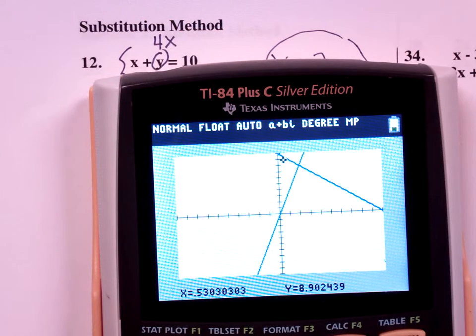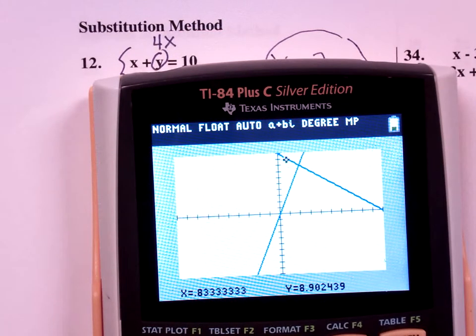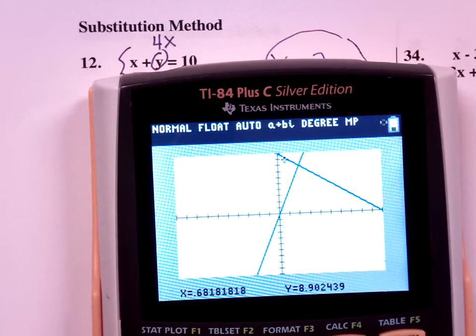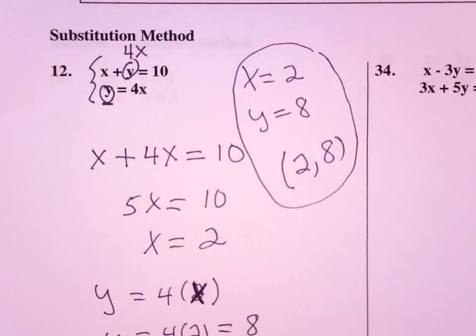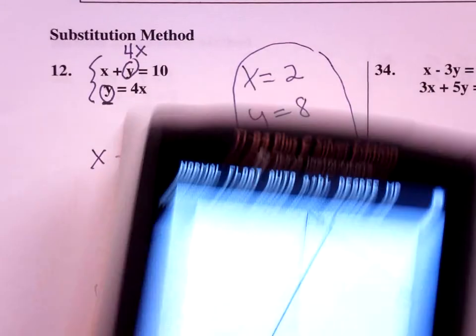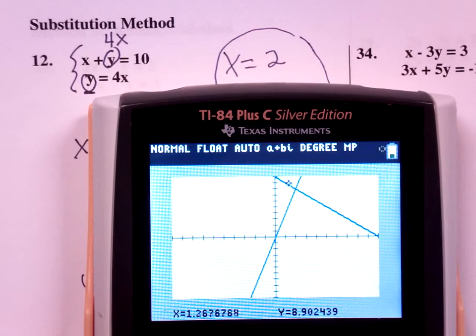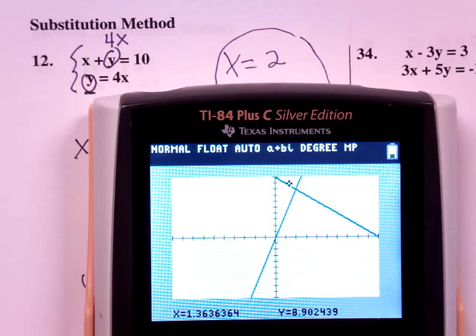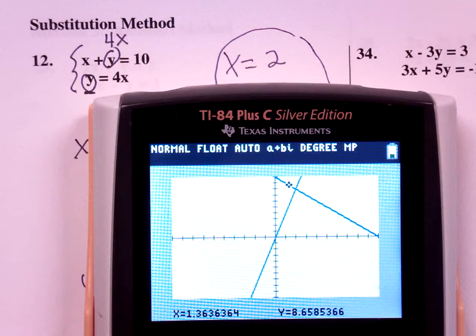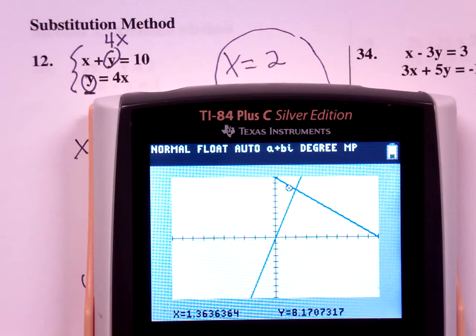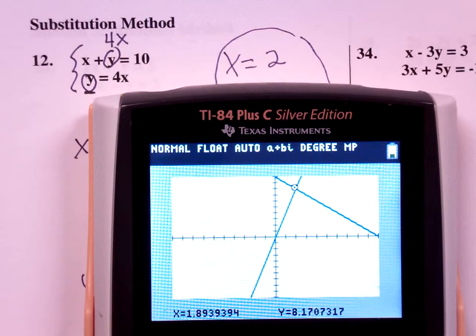So I'm going to come across here. Okay, what is your problem? There we go. So I'm going to come across and then down. Now I'm not sure I'm on it, and in fact I probably am not.